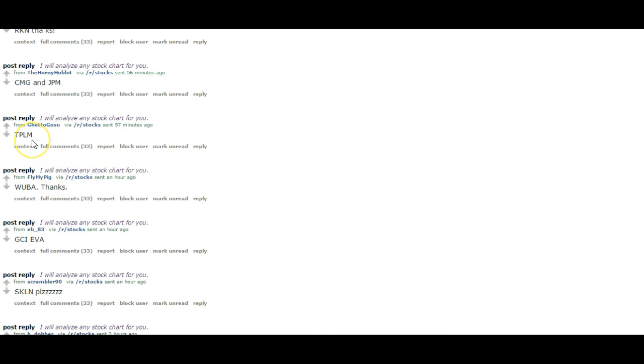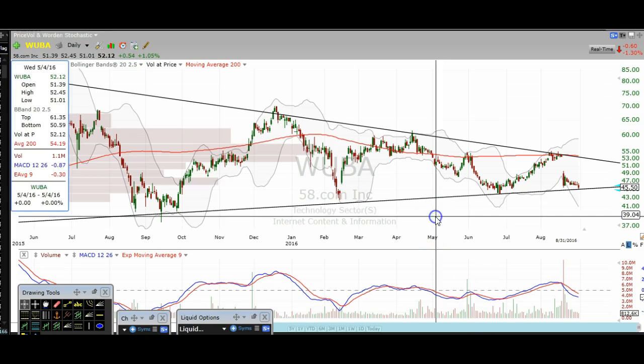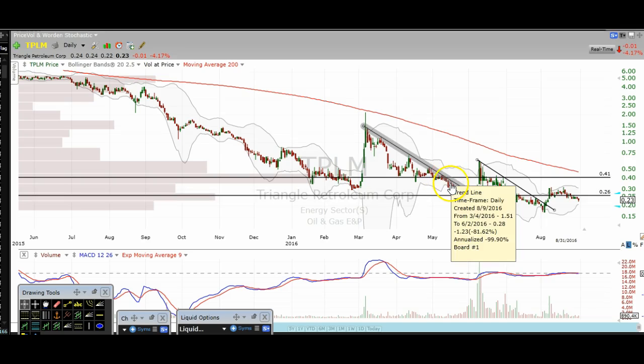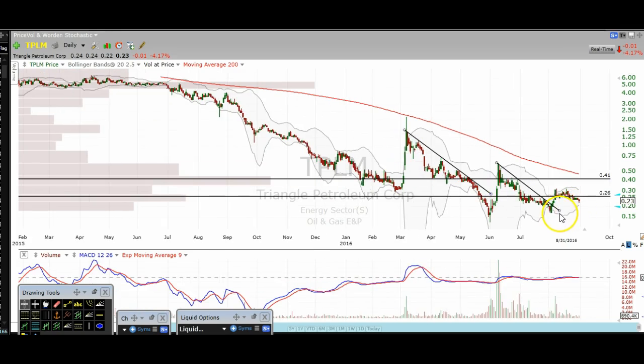All right, let's take a look at TPLM. TPLM, obviously one that I have looked at before. You can see that it keeps on getting bounces, keeps on getting bounces.